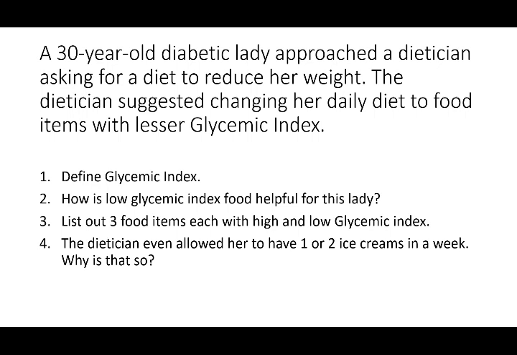So the questions are: define glycemic index. How was low glycemic index food helpful for this lady? And list out three food items, each with high and low glycemic index. The dietitian even allowed her to have one or two ice creams in a week. Why is that so? So all these questions we have to answer.